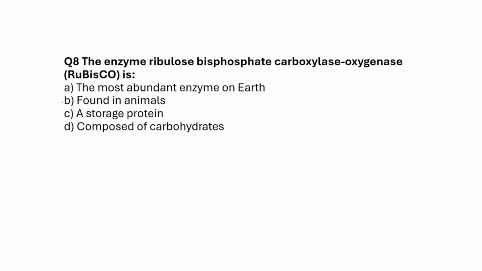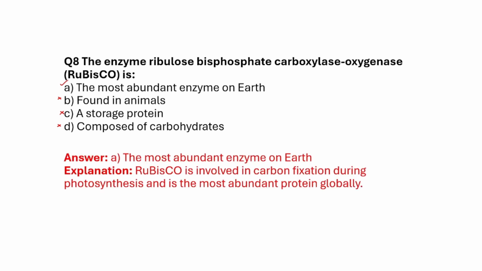The enzyme ribulose bisphosphate carboxylase oxygenase, Rubisco, is the most abundant enzyme on earth, found in animals, a storage protein composed of carbohydrates. So it is not found in animals, it is found in plants. It is not a storage protein. It helps in photosynthesis. It is not composed of carbohydrate, it is an enzyme. Enzymes are composed of proteins, so it is the most abundant enzyme on earth, and it is involved in the initial carbon fixation step of photosynthesis.